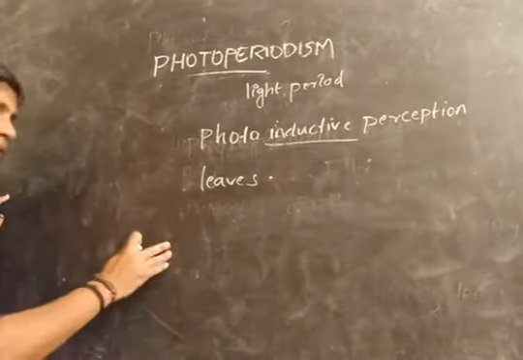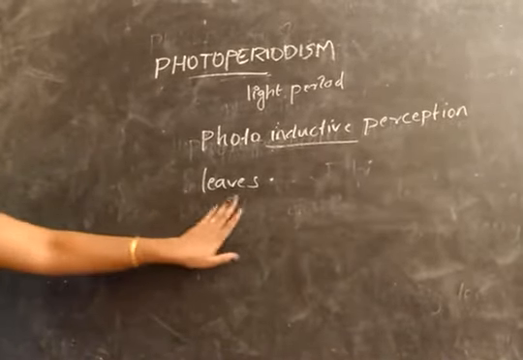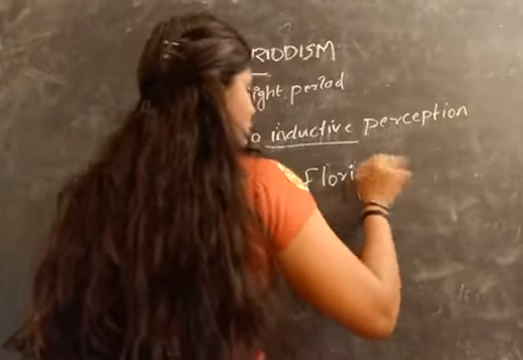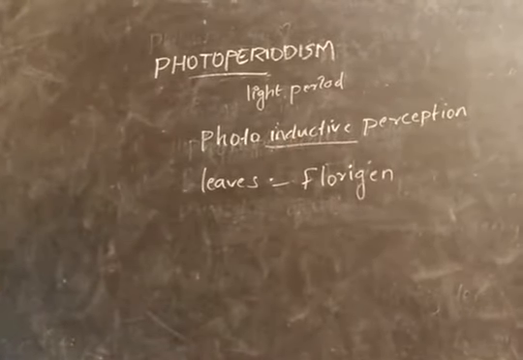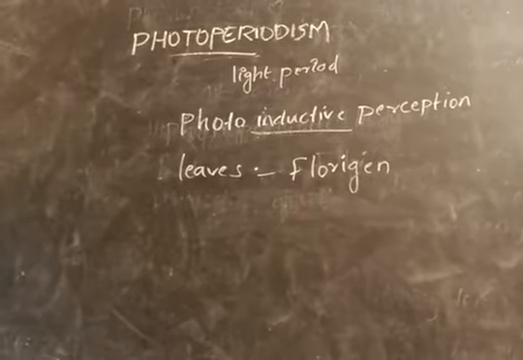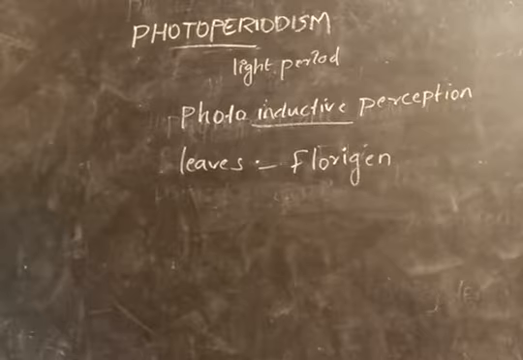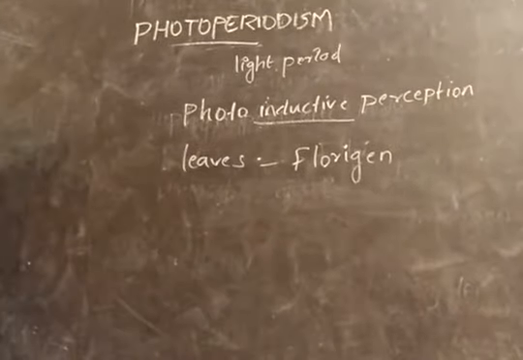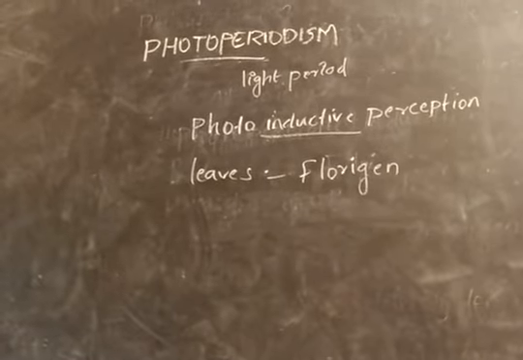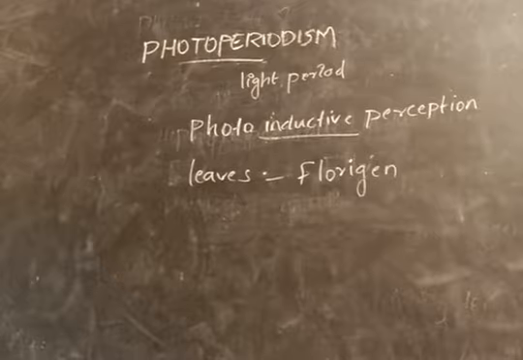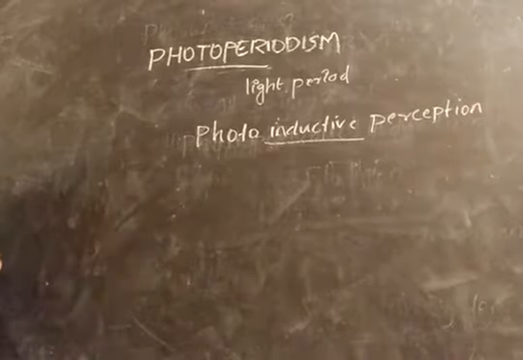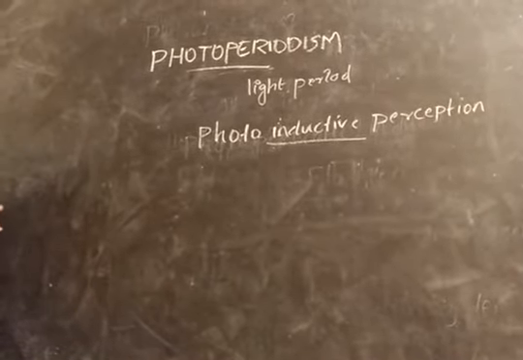The flowering hormone is called florigen. It is synthesized in the leaves and translocated to the apical tip to promote flowering. This is called photoinductive perception. It can be well explained by an experiment. The experiment is done using cocklebur, that is Xanthium pennsylvanicum.